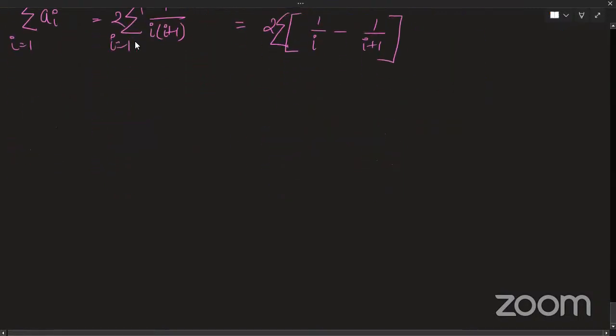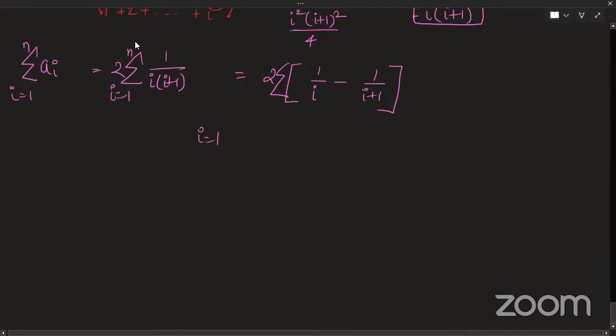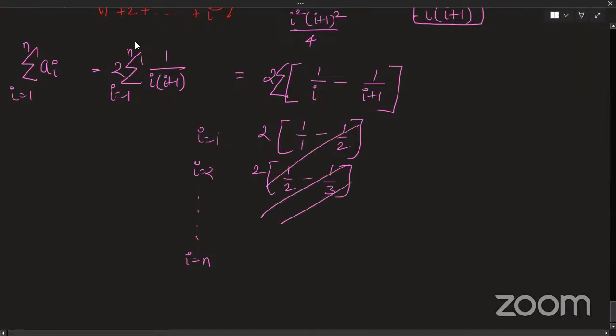Now we can do it. What is the problem now? Put the value of i as 1, put i as 2, and it will be done. Put the value of i as n. So 2 times 1 by 1 minus 1 by 2, same thing, 2 into 1 by 2 minus 1 by 3. It will cancel in this direction. What will be my last term? 1 by n minus 1 by n plus 1.